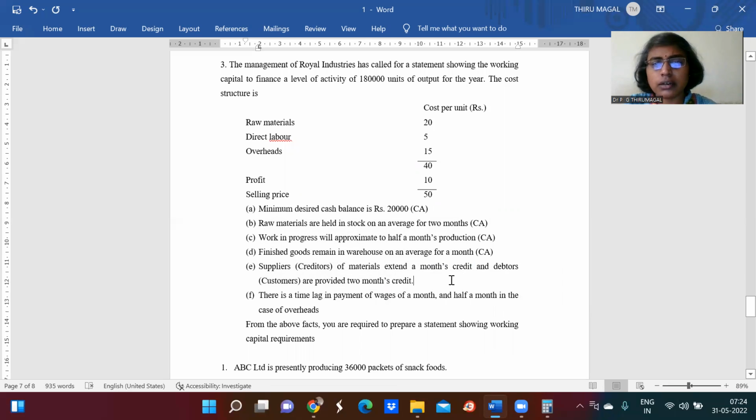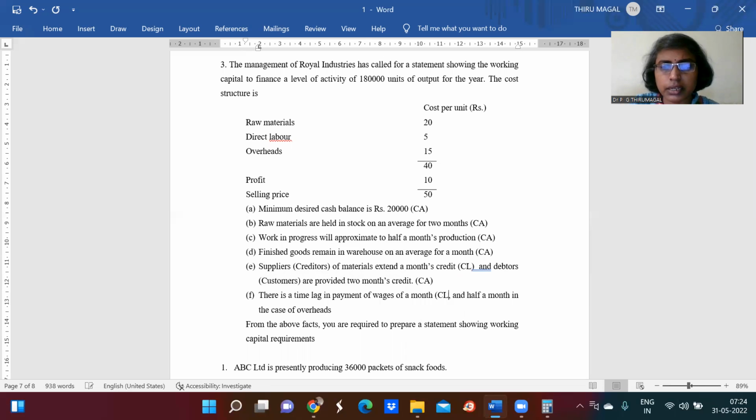Then supplier or creditors of a material extend a month's credit. So which means, see here, these two data are given in the same sentence. Supplier creditor is given 1 month credit. So this is nothing but the current liability. Whereas the debtors or customers are provided with 2 months credit. So this is a current asset. The next data is time lag in payment of wages is 1 month. Again, this is another current liability. The next, half a month in case of overhead. This is again a current liability.